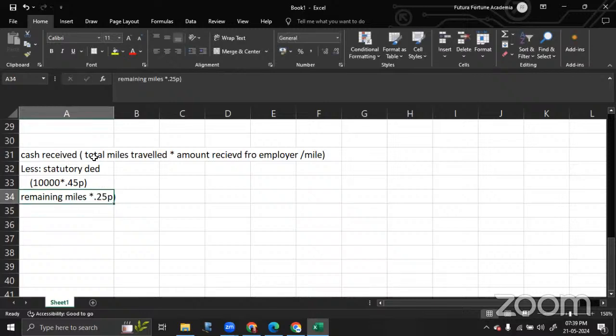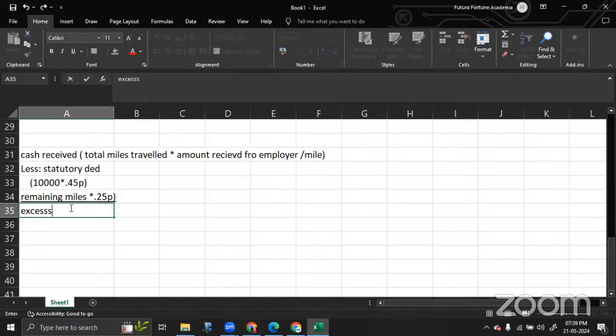Okay. So this was the total amount you received from your employer. You don't have to pay tax on the entire amount. The first 10,000 into 45 pence can be deducted. Remaining miles into 25 pence can be deducted. Whatever is left, if it is a positive figure, is the excess of mileage allowance, which is taxable.